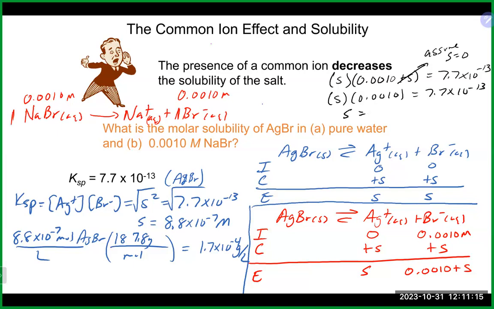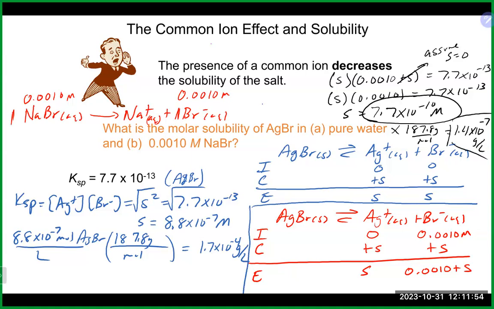That's going to give us an S here of 7.7 times 10 to the minus 13 divided by 0.001. Going to give us 7.7 times 10 to the minus 10 molar of our silver bromide as the molar solubility, which if we multiply it by the molar mass of 187.8 grams per mole, will give us 1.4 times 10 to the minus 7 grams per liter, right? So we could compare either one.